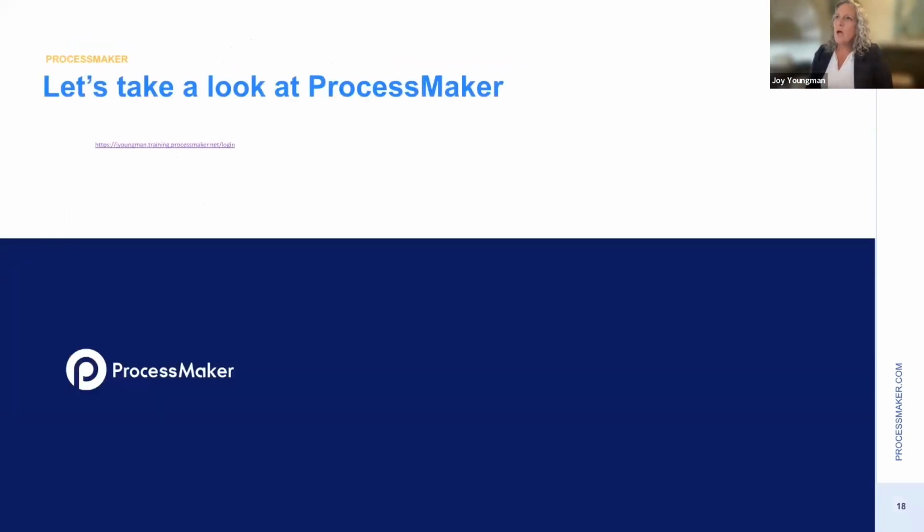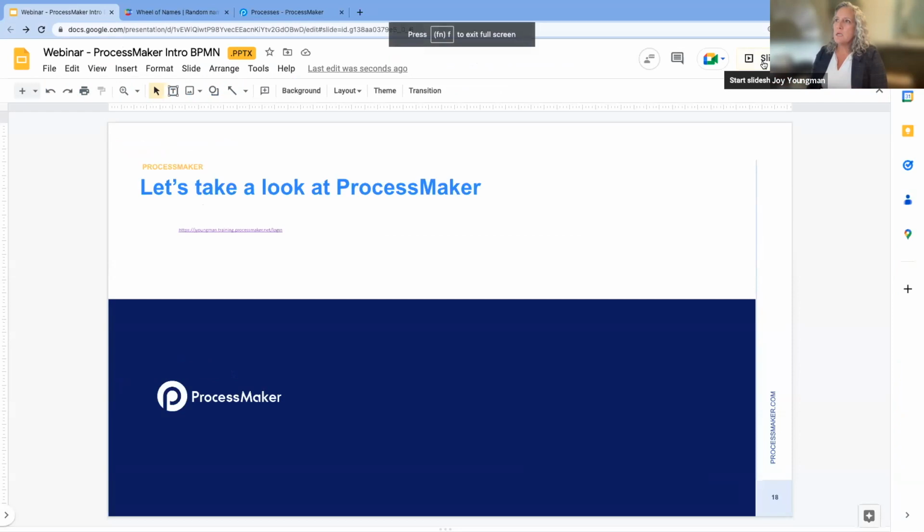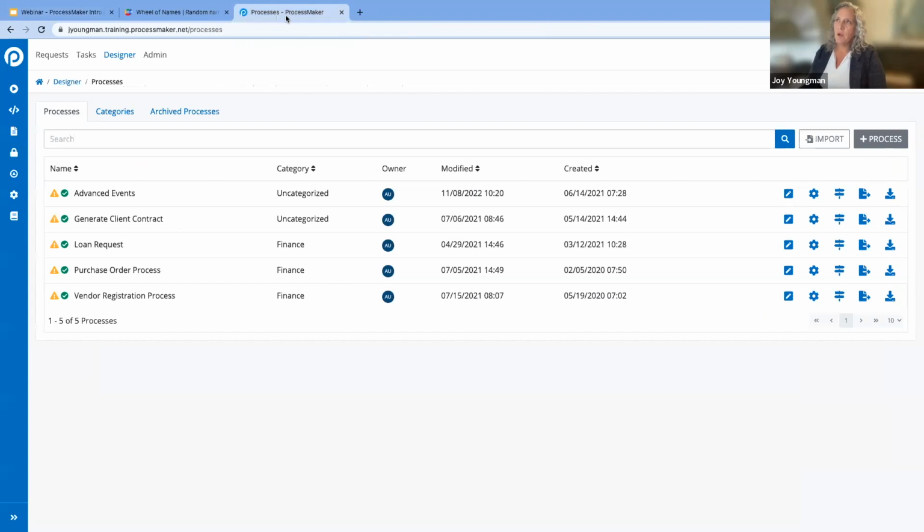But let me show you what a true process automation platform would look like. ProcessMaker is an example of one. A lot of times some of your document management systems may have some workflow capabilities in there, but I wanted to show you what the same process would look like inside of ProcessMaker.